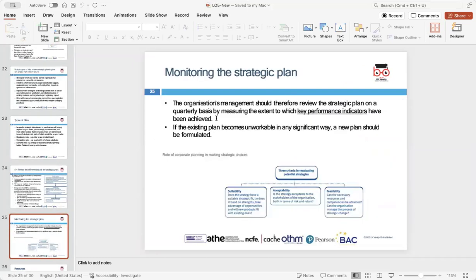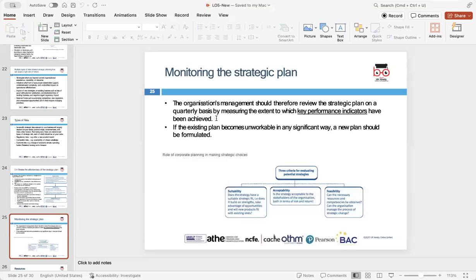Monitoring the strategic plan, it is recommended that organizations review their strategic plans on a quarterly basis to ensure they remain aligned with the company's goals and external conditions. Management should measure the extent to which key performance indicators have been achieved during the period. KPIs provide valuable insight into whether the organization is making progress towards its strategic objectives.